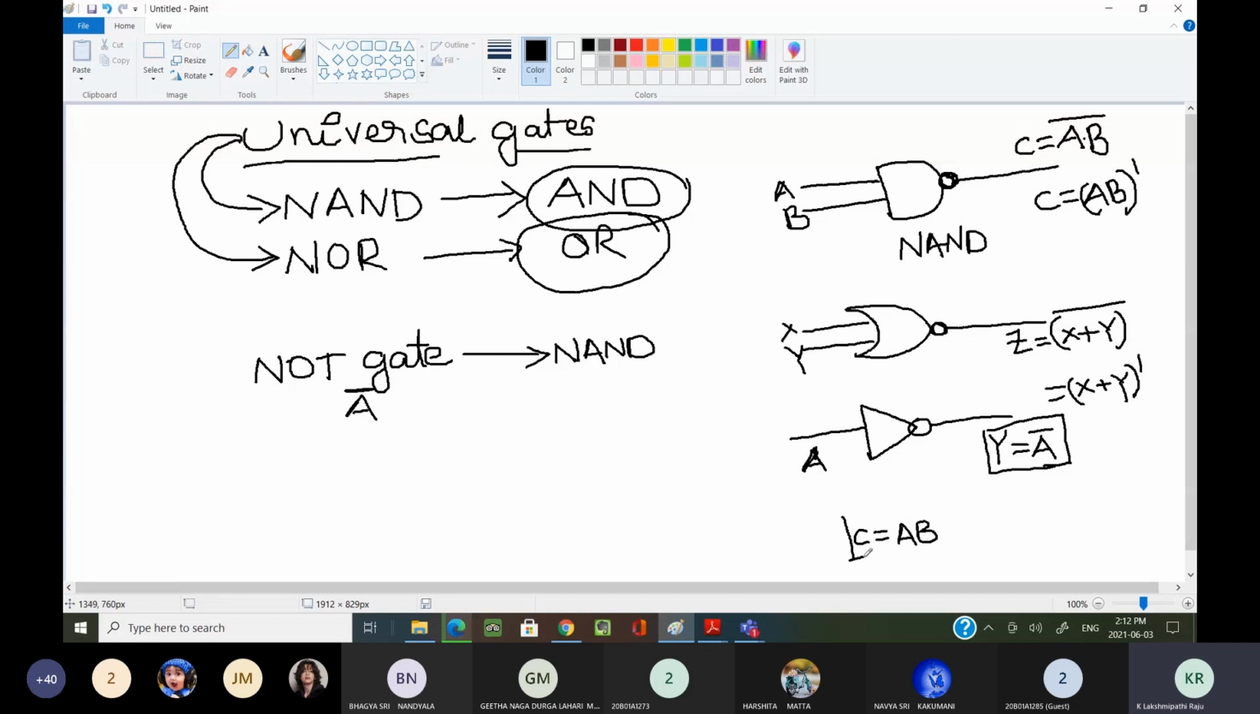Whenever we consider A and B as the two inputs of an AND gate, this is the logical expression. If you take the same for the OR gate, C equals A plus B. This is my logical expression for the two-input OR gate, if I am considering A, B as my inputs and C as my output. These are the logical expressions we have to remember whenever we are designing the basic gates, a special gate, or any kind of gate by using universal gates.